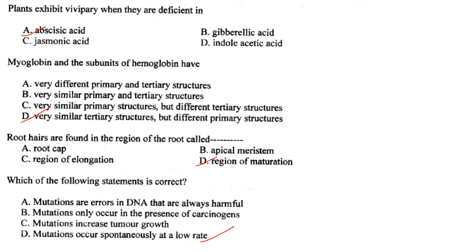Which one of the following statements is correct? Mutations are errors in the DNA that are always harmful. No, there are silent mutations also which are not that harmful. Then mutation occurs in the presence of carcinogens. Need not be. Thymine dimers occur as a result of ionizing radiations. Then mutations increase tumor growth. Need not be. Then mutation occurs spontaneously at a low rate. So the correct statement about mutation is option D.